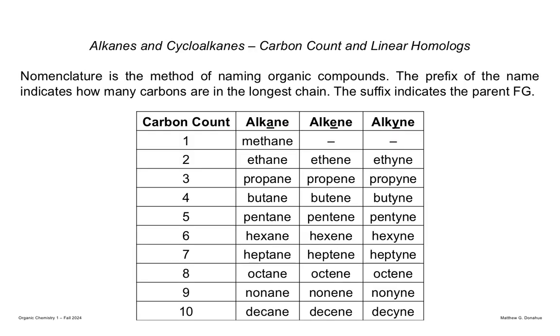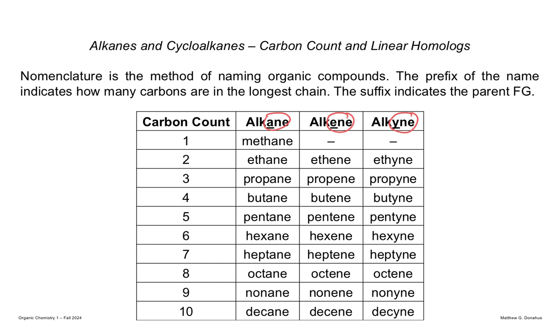So we get these hydrocarbons from oil, and you've sort of seen this already. How do we name the first 10? There's the carbon count. Alkanes have that ANE ending. Alkenes, ENE, and alkynes, YNE.